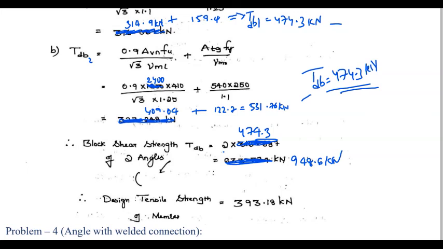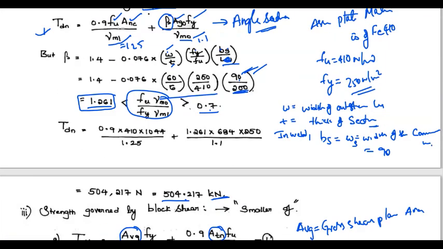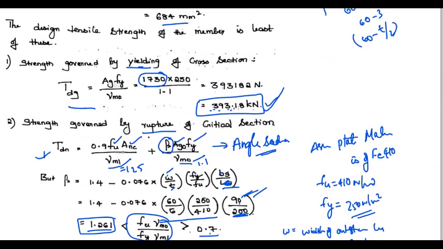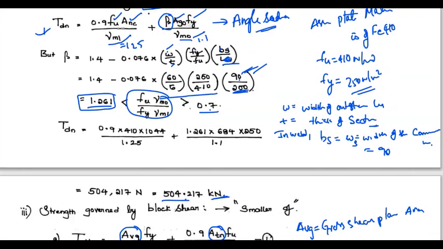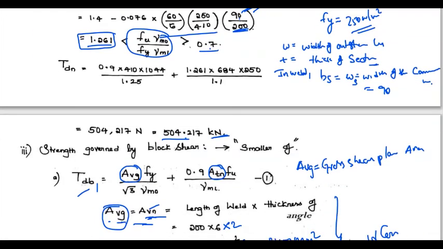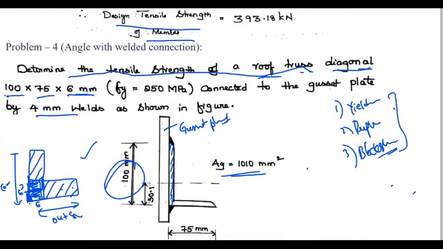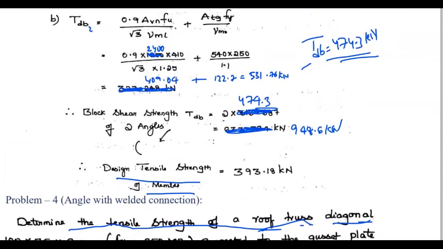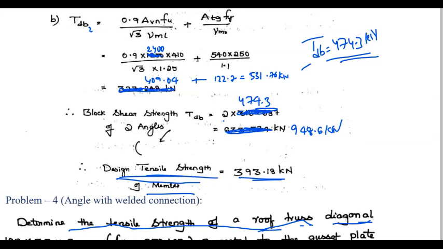So the design tensile strength of the member is going to be the least of these three values. What is the first one? In yielding it is 393, in case of rupture it is 504, and in block shear it is around 949. Therefore, yielding is the least, so that will be the strength of this member.